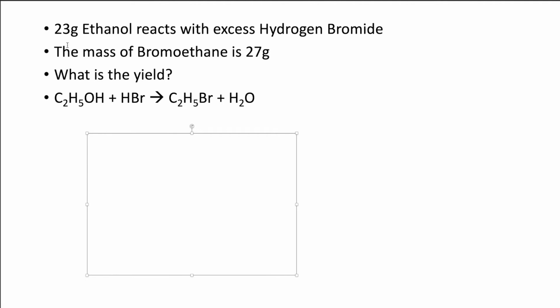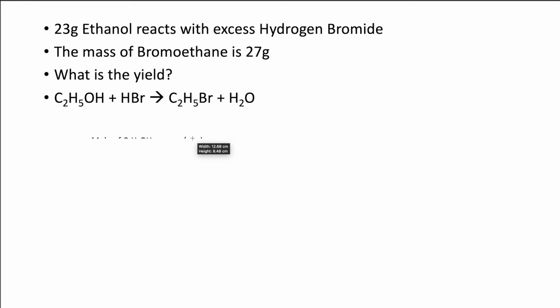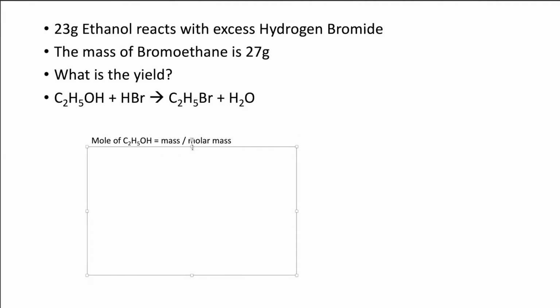Okay, so 23 gram ethanol reacts with excess hydrogen bromide. Remember, excess means there'll always be hydrogen bromide supply and the ethanol will be used up. So of course, first find the number of moles of ethanol. Throw formula, mass over molar mass, throw in the numbers. 46 is derived by the periodic table again with the mass number of 2 carbon, 6 hydrogen, and 1 oxygen.